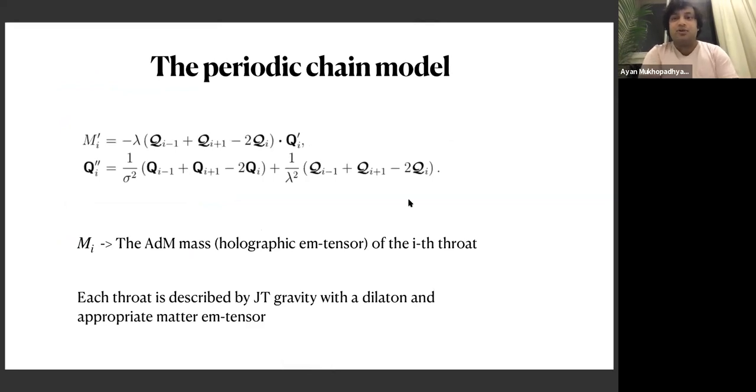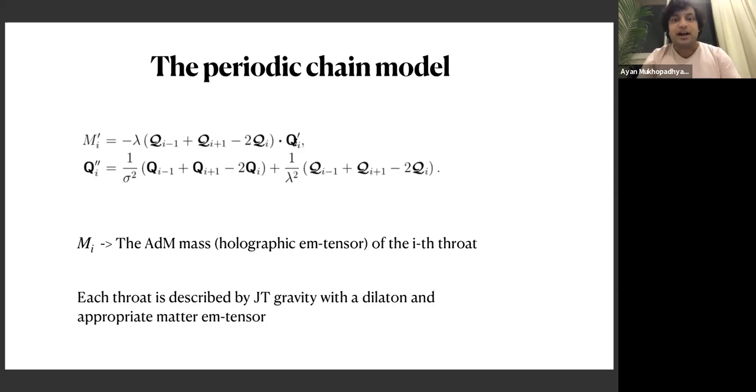So this is a kind of model. This is exactly how a model looks. If you think of a chain, think of the horizon as just a circle. So you have a three-dimensional black hole now, and we have a periodic chain, and these are the nearest neighbor interactions that we have. This M is the ADM mass, or basically the holographic EM tensor of the ith throat of the black hole. And this equation is essentially a diffusion equation. It doesn't look like it, so to see it explicitly, you have to take the continuum limit. Then this becomes a Laplacian.